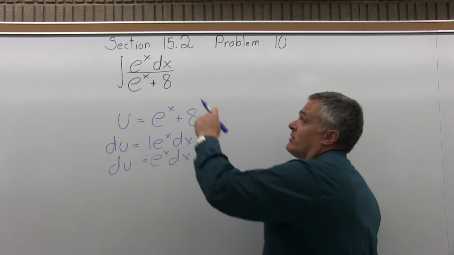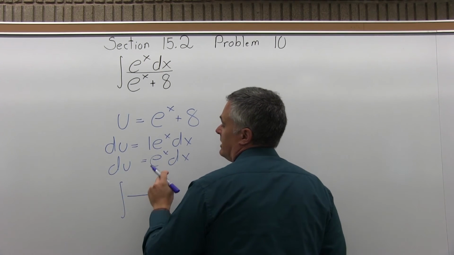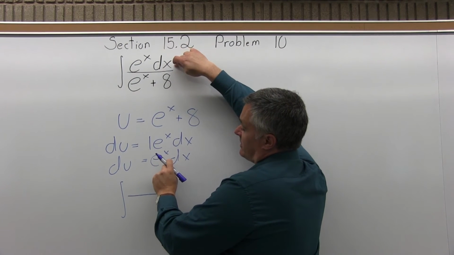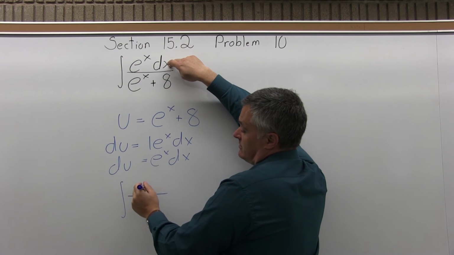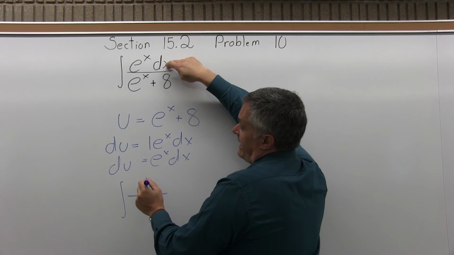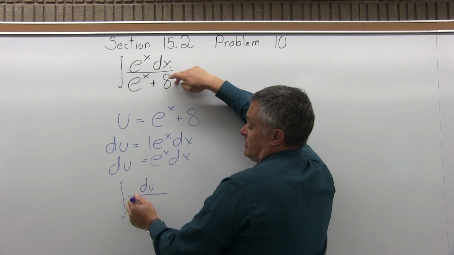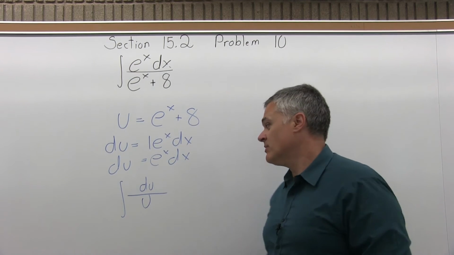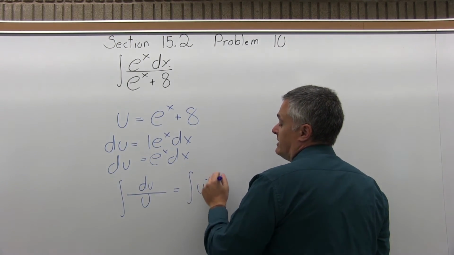So now when I rewrite the problem in terms of my new variable, in the numerator, I have e to the x dx, and I have an exact perfect match for what e to the x dx is. The numerator is equivalent to du. And the denominator, e to the x plus 8, I have a perfect match for that too. It's equal to u. So I have to take the integral of du over u, which can also be written as the integral of u to the minus 1 du.